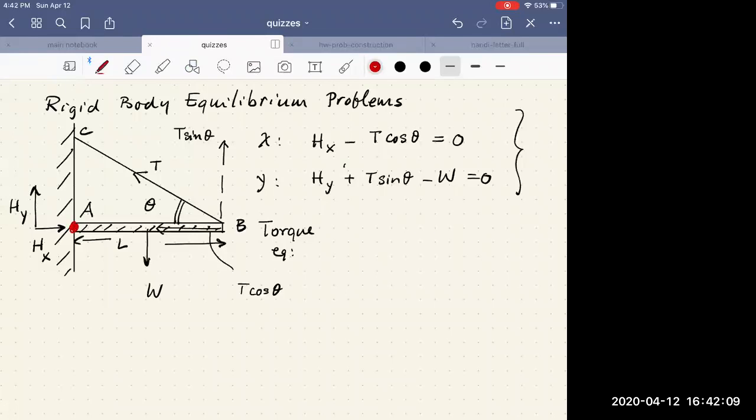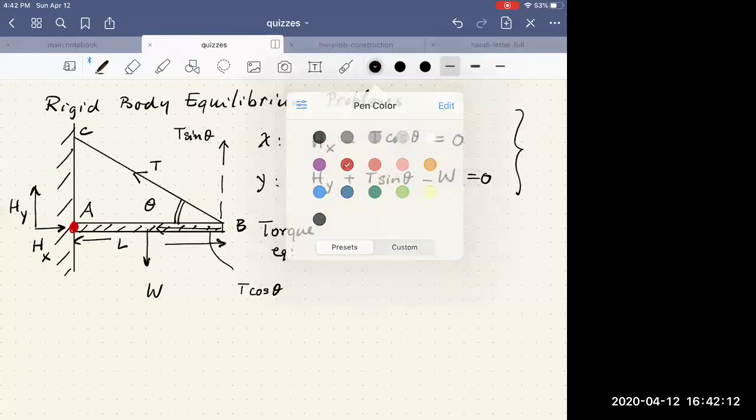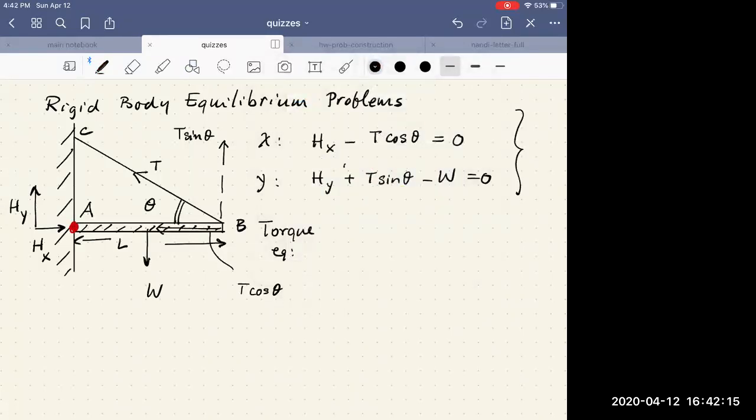If you think about it, the force Hx will pass through this point, and hence it will not have a torque. The force Hy will also pass through this point, and hence not have a torque. Further, since forces can be translated, the force T cosine theta will also pass through this point, and hence not have a torque. So by choosing point A as the point to take torque about, you have killed off the torque contributions of three forces. And this greatly simplifies the torque equation. So how you construct your torque equation is actually quite important.